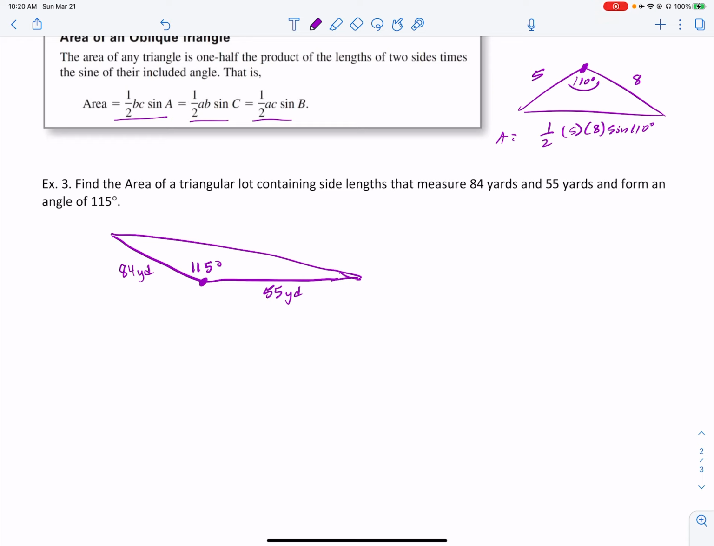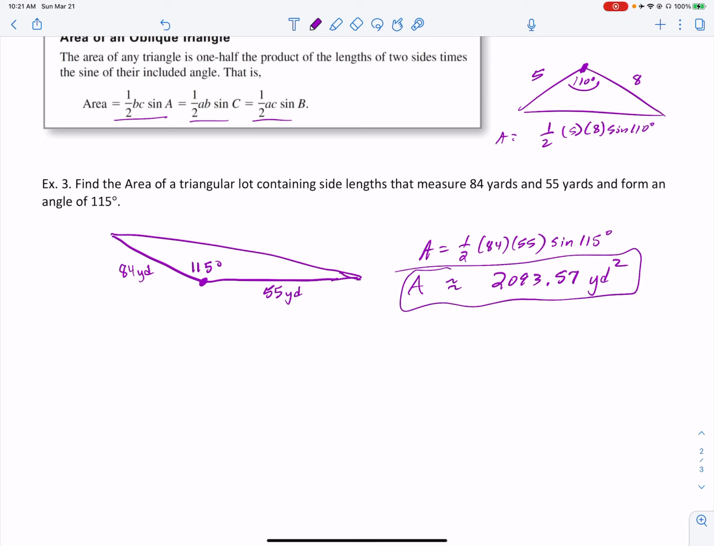So we're set up perfectly to find the area of this. The area is going to be 1/2 the product of those two sides that include the angle that we're going to take the sine of. And again, make sure your calculator is in degrees, because they gave you the angle in degrees. If you put that into your calculator and work it out to 2 decimal places, it comes to 2093.57. And area is always square units, so you need square units for that area. That's it.